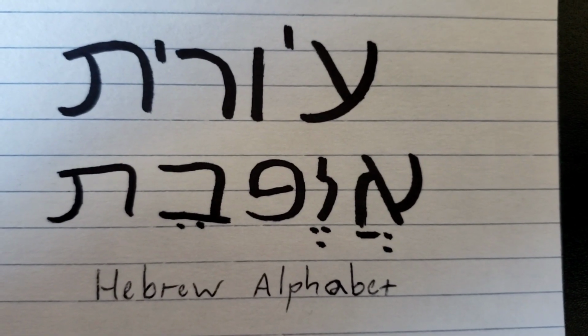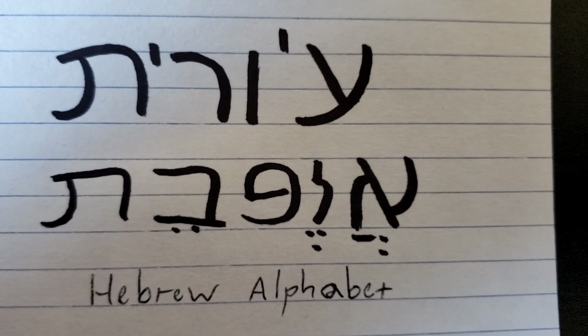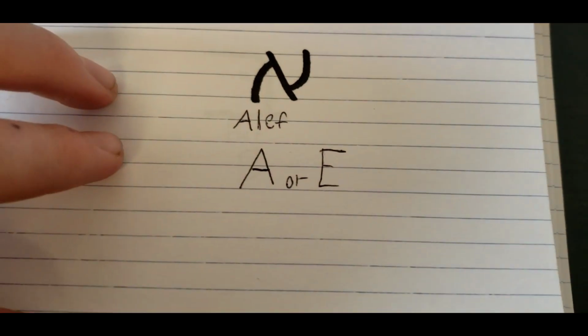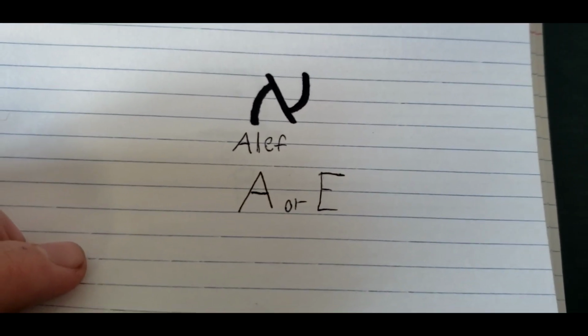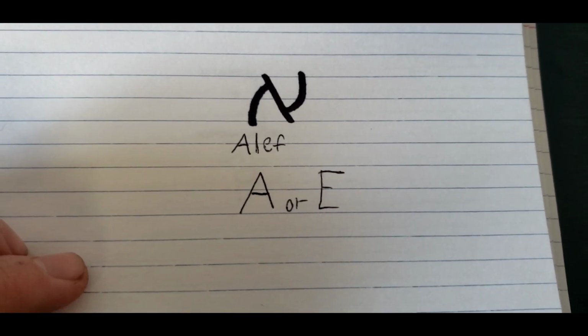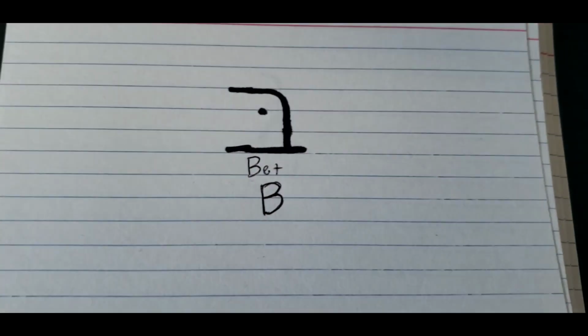Hello and welcome to the Random Projects video of how to learn to write and speak Hebrew. So now we're going to be learning about the Hebrew alphabet. The first letter is Aleph, and it's actually a vowel letter, so it can be A or E.